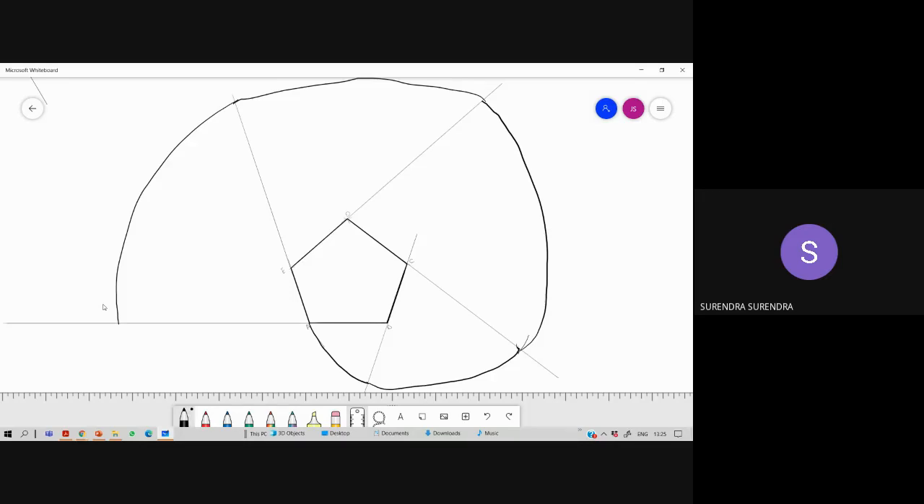Conic sections and cycloids are drawn without a compass. For arcs, we use the compass to mark points, but the final curve is drawn freehand. Only the involute of a polygon is constructed using the compass. Do you still have any doubts in this construction of the involute?